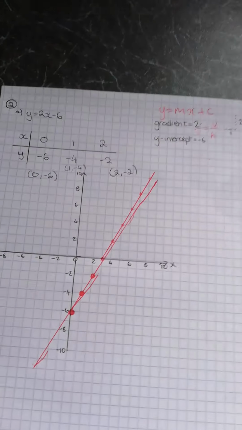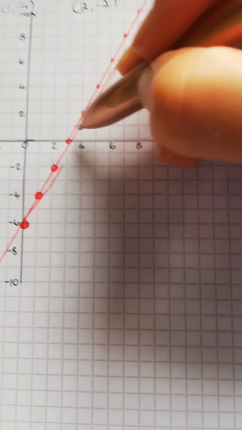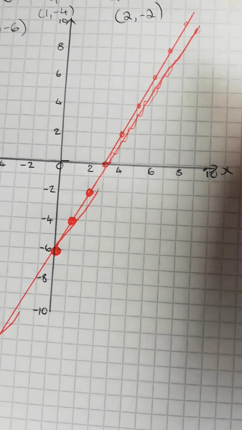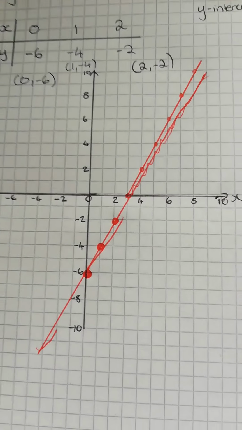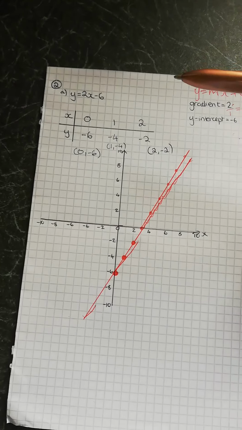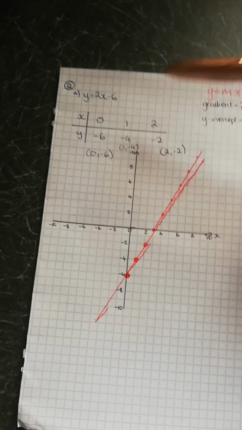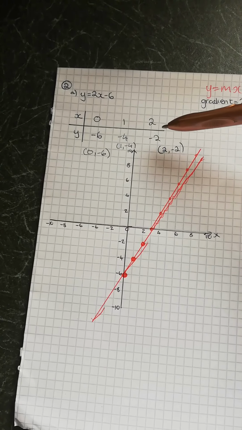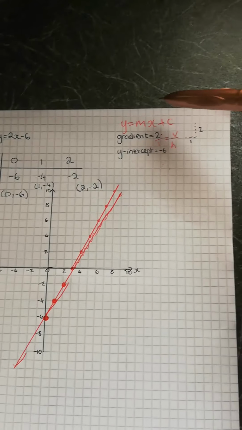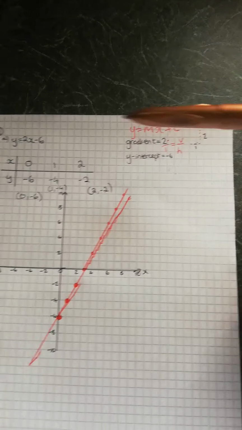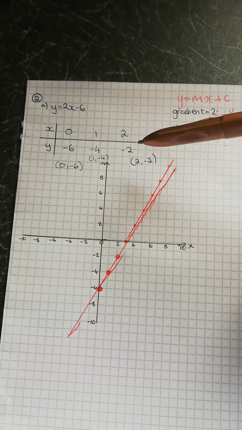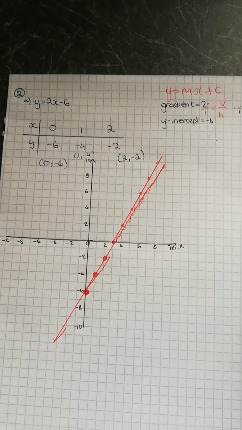And that is what our line should have looked like. So we ignore this bit, and that's what our line should have looked like. So that's how you're going to do all the questions in question 2. Finding 3 points on the line is definitely more accurate, especially if you're not sure about this method at this stage. This is always going to be good enough for you, but this is another little option.